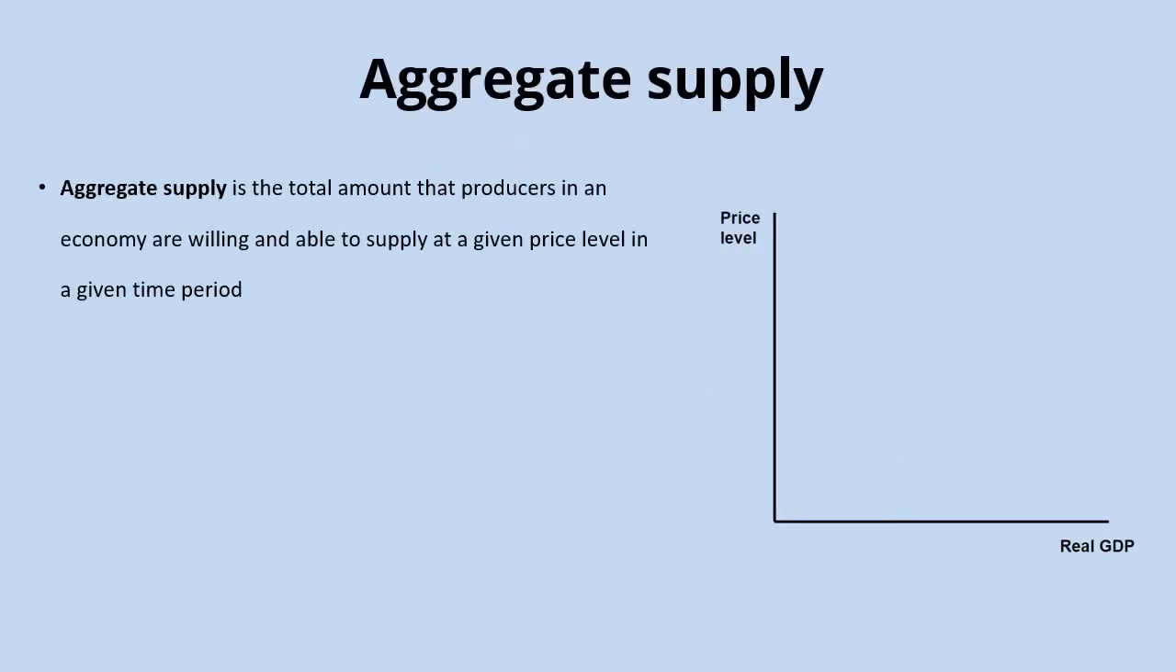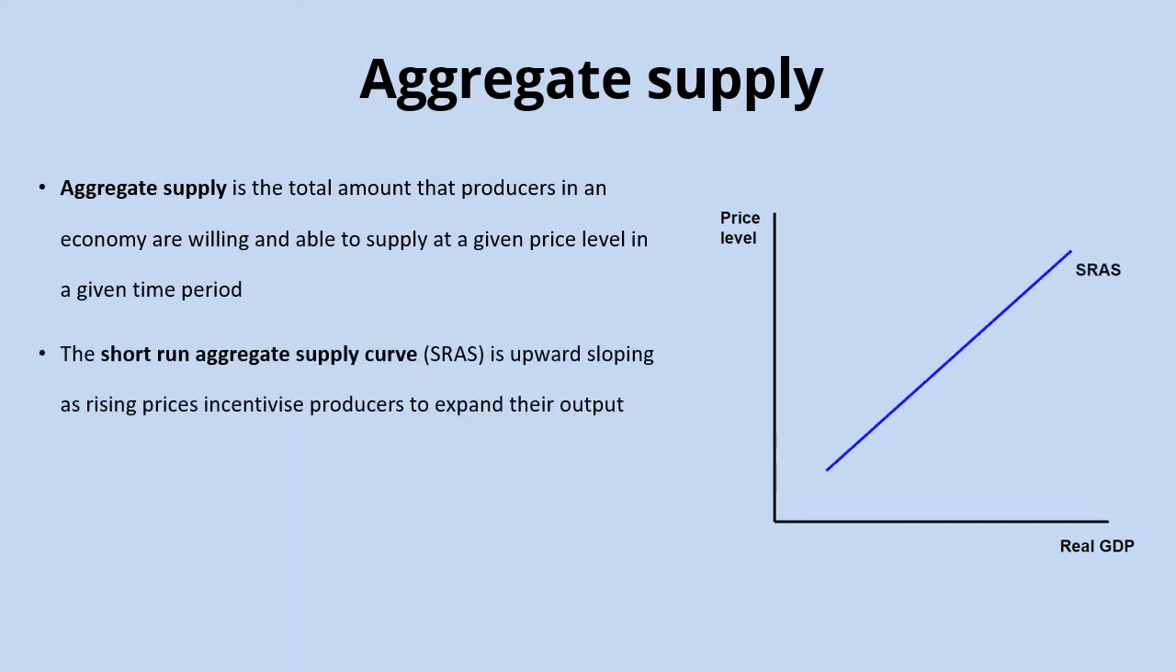Aggregate supply is the total amount that producers in an economy are willing and able to supply at a given price level and in a given time period. And we can plot this onto a diagram with price level on the y-axis and real GDP or output on the x. Now the short run aggregate supply curve will be upward sloping.